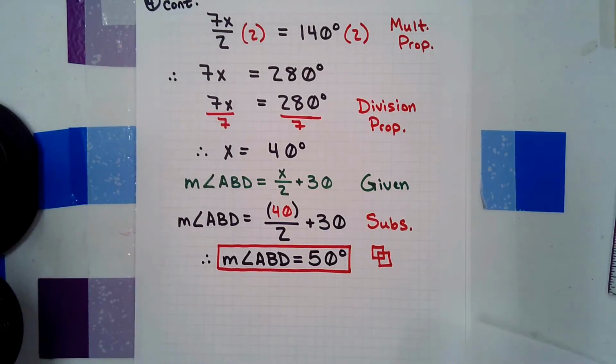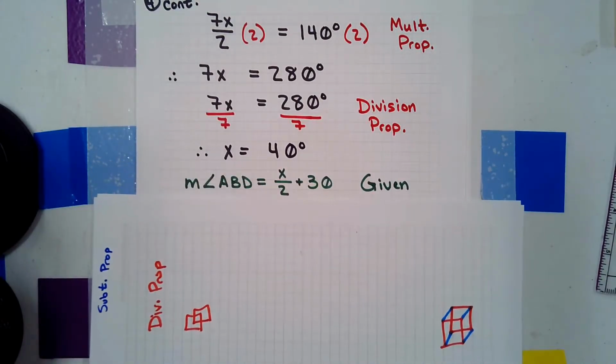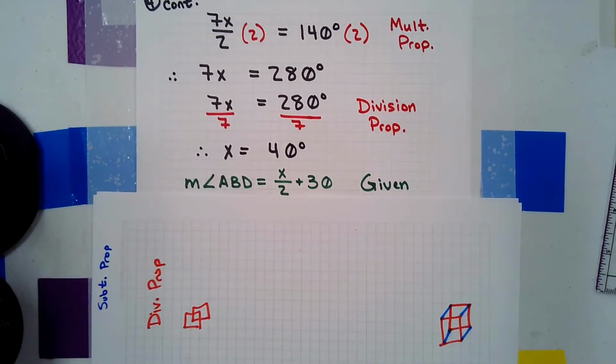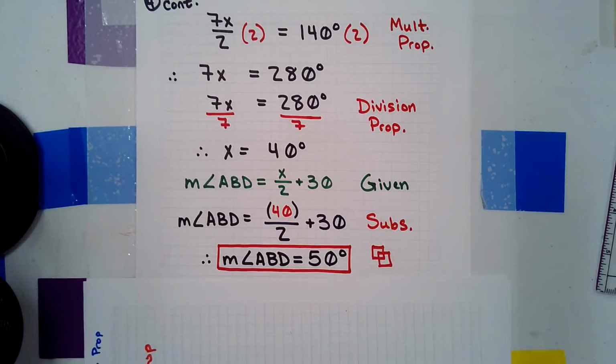But we're not done. Because they don't care about what x equals. What they want to know is what does ABD equal. And we know ABD is x over 2 plus 30. Well, now we know that x is 40. We plug it in. We call that substitution. We divide by 2, we get 20, plus 30 is 50. 50. Swag box.